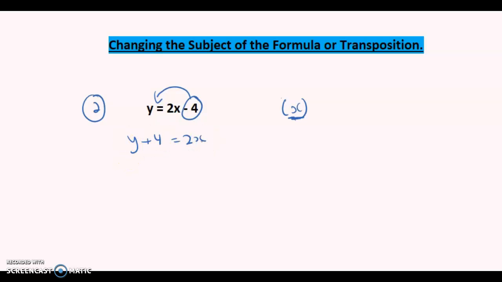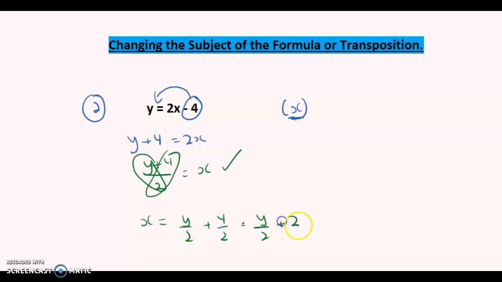So that's this line. The last thing I want to do is send over this 2. This 2 is being multiplied, so when I send it over, it will then divide. So then I'll end up getting y plus 4 all over 2 is x. Now, believe it or not, that's your answer. Another way of writing this is you could usually break this up into two fractions. You'll end up getting x is equal to y on 2 plus 4 on 2, which is y on 2 plus 2. Or you could write it back just like that: x is equal to y plus 4 all over 2. So either one of these is correct.